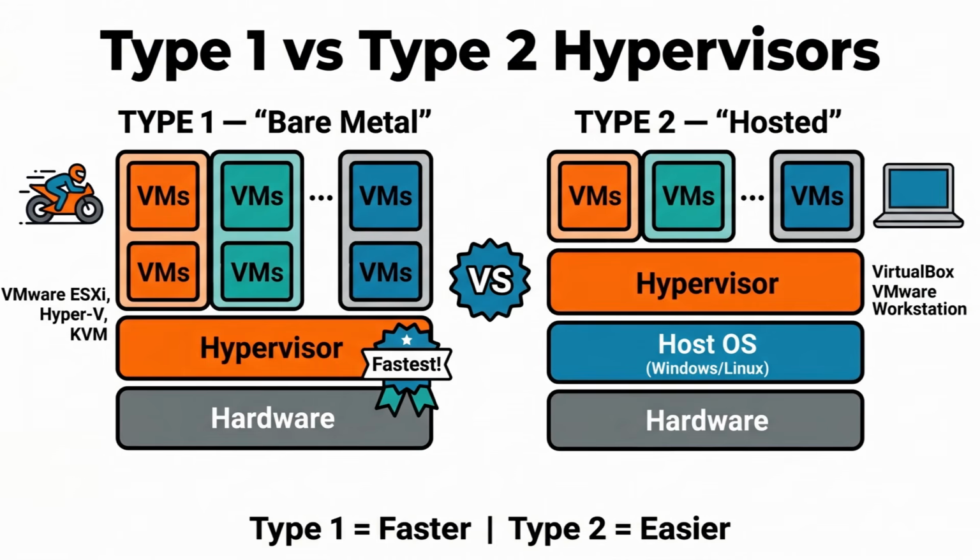Type 1, called bare metal, runs directly on physical hardware. No host OS in between. Examples: VMware ESXi, Microsoft Hyper-V, and, you guessed it, KVM. Type 2 runs on top of a normal operating system. Examples: VirtualBox, VMware Workstation. Type 1 is faster and more efficient. Type 2 is easier to use on personal machines.